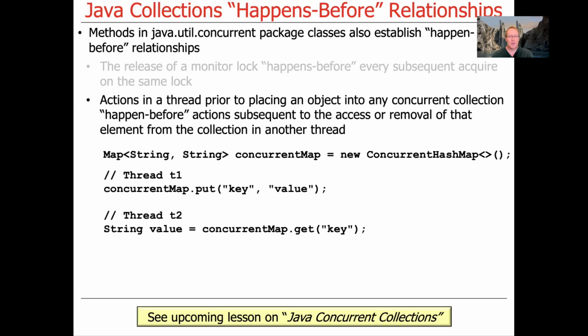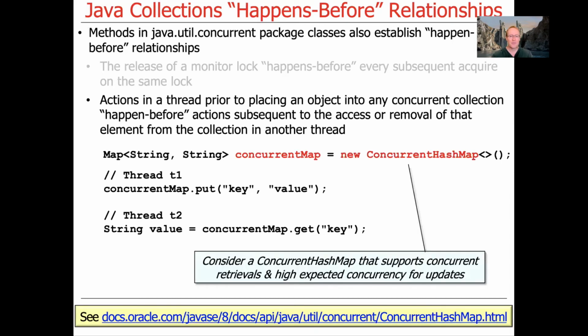There's some other examples. If you have actions in a thread that occur prior to placing an object in a concurrent collection, like a concurrent hashmap, they have to happen before actions that subsequently access or remove that element from the collection in another thread. So we're going to talk in more detail later today, probably, about Java concurrent collections. And here's just a simple example of where this applies in those contexts. And don't worry if some of these things are not familiar to you yet. We're going to cover them here shortly.